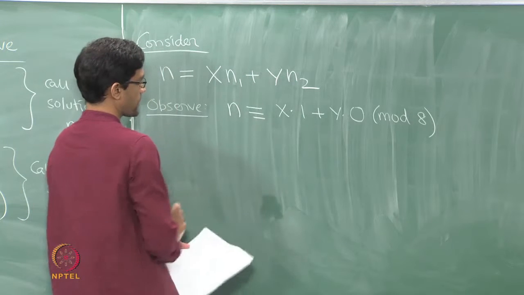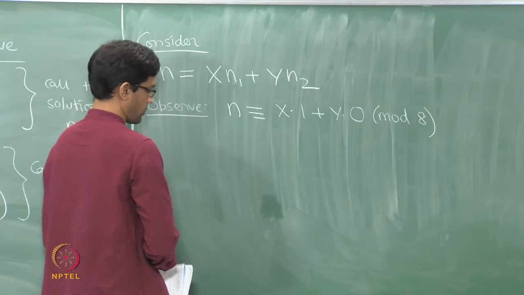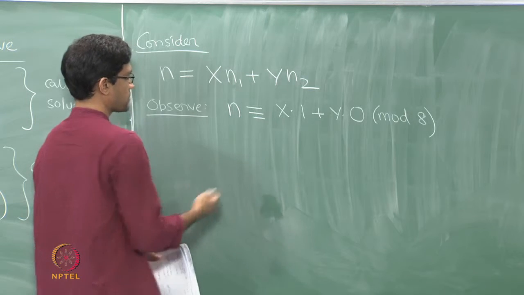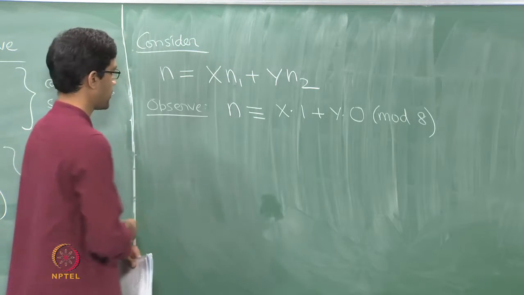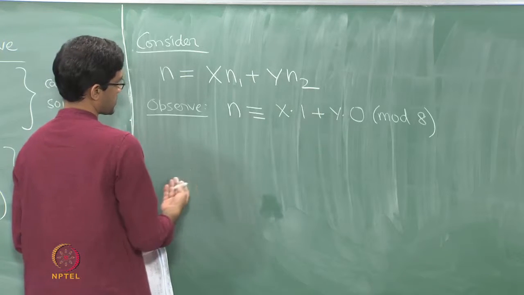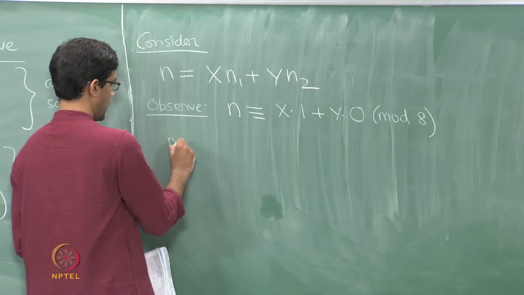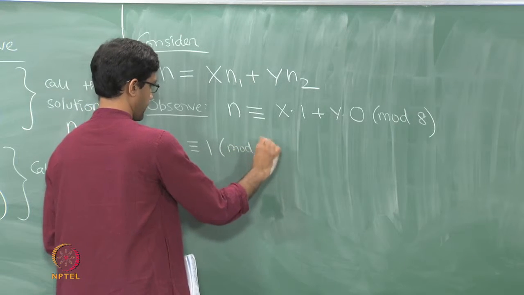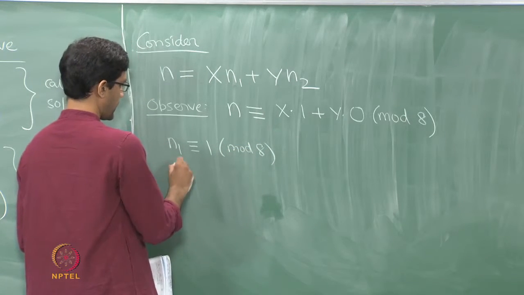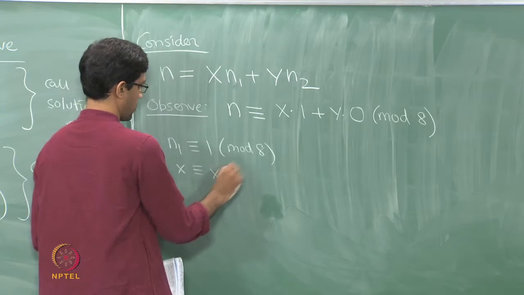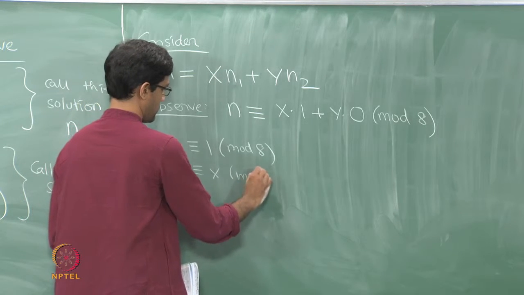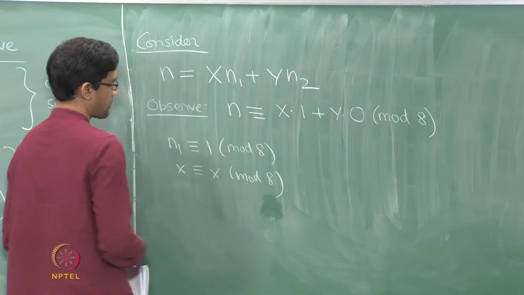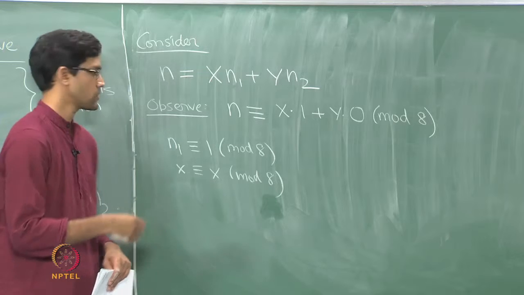Why is this? This is by the properties of congruences that we talked about. Recall, congruences have these nice properties with respect to addition and multiplication. So how do I prove this, for instance? Let me just sketch a proof. n1 is known to be congruent to 1 mod 8, and x is congruent to x mod 8. This is a trivial statement, more or less a tautology. It just says that x and x leave the same remainder when divided by 8.